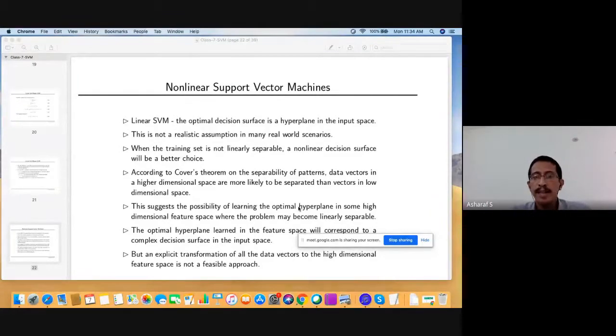So this is all fine as long as there is separability in the original space. There is an interesting theorem called Cover's theorem, and the statement of the theorem says that patterns of data vectors in a high-dimensional feature space are more likely to be separable than vectors in low-dimensional space. Which says that if you have points belonging to, say, an n-dimensional space, and you can transform that to a very high-dimensional space, then the chance that you may get linear separability is more, right?